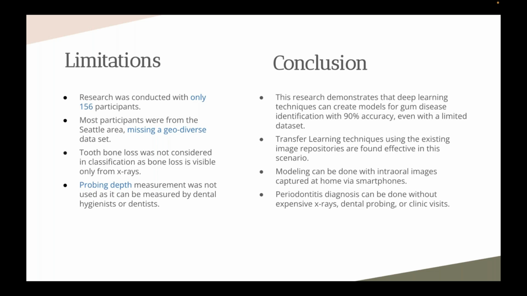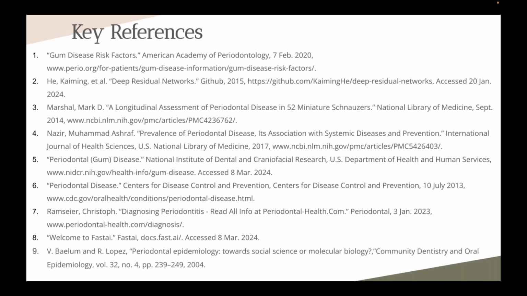Overall, however, we realized that we can indeed determine periodontitis using AI models with 90% accuracy, even with the limited data set. I'm sure if we got more data, we could bump this 90% accuracy even higher. But transfer learning techniques were also useful, and modeling can be done with intraoral pictures captured at home via smartphones. This has the potential to save many, many lives in third world countries, or whether you're just lazy and don't want to go to a clinic. So yep, they can be done without x-rays, dental probing, or clinic visits. Here are my key references, and I'm ready for any questions you guys may have.